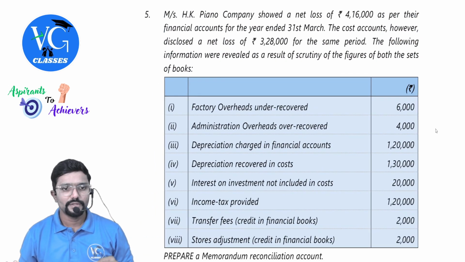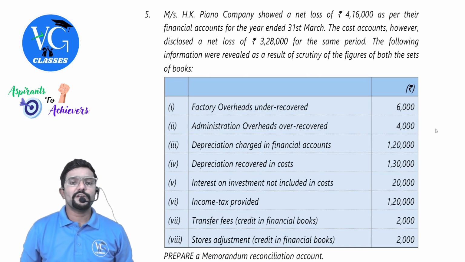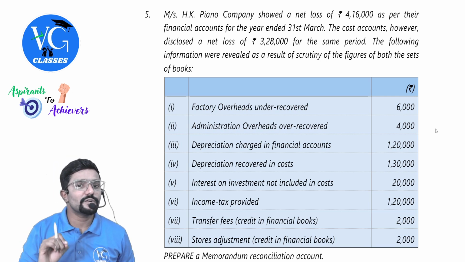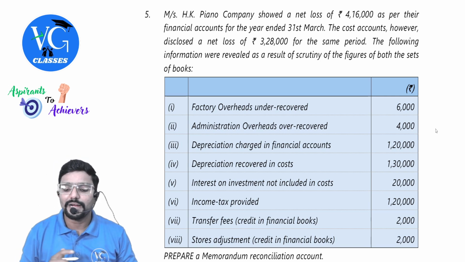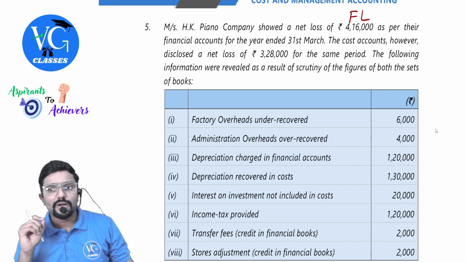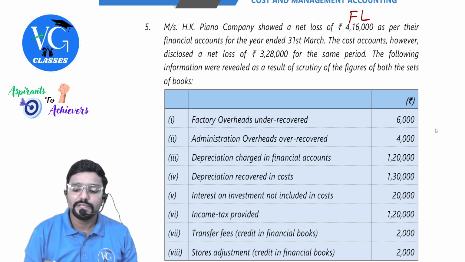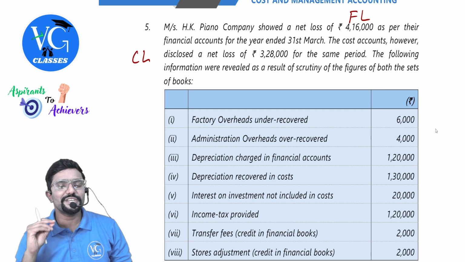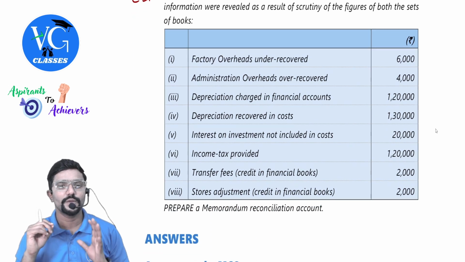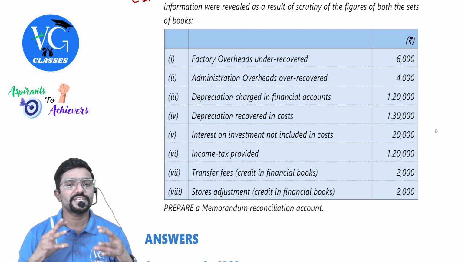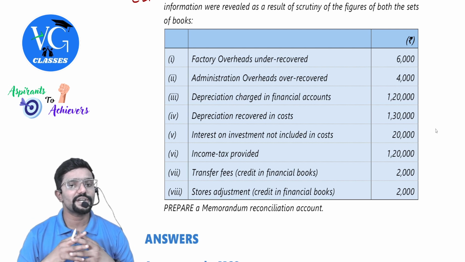Coming to the last question. HK Piona Company showed a net loss of 4,16,000 as per their financial accounts for the year ended 31st March. Guys, financial loss. The cost accounts, however, disclose a net loss of 3,28,000, costing loss, for the same period. The following information was revealed as a result of scrutiny of figures of both the sets of books: factory overhead under recovered, administrative overhead over recovered, depreciation charged in financial accounts, depreciation recovered in cost.